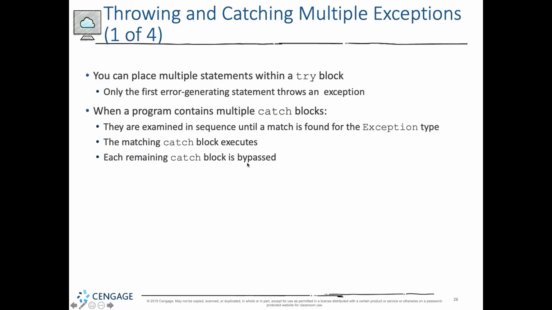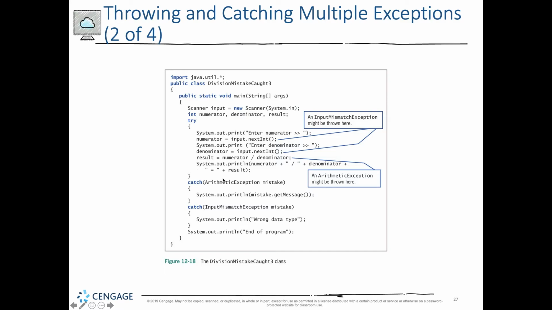So you can place multiple statements within a try block. Only the first error-generating statement block throws the exception. When a program contains multiple catch blocks, these catch blocks will be examined in sequence until a match is found for the exception type. The matching catch block executes. Each remaining catch block is bypassed. That's a mouthful. So let's go back to our example here. In this example, they have the arithmetic exception, and then they have an input mismatch exception.